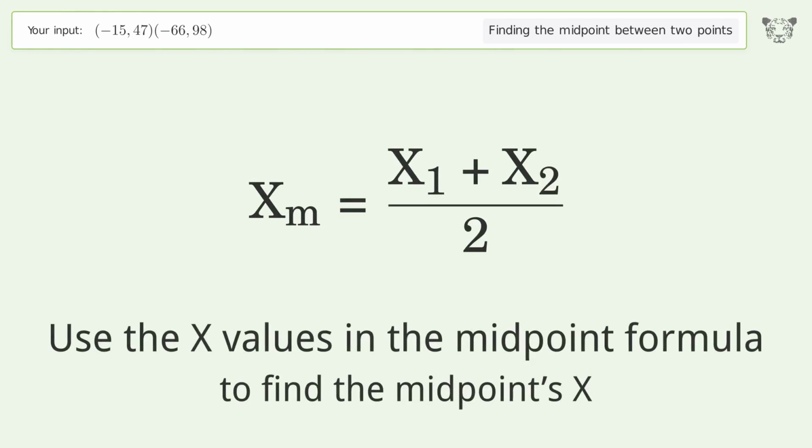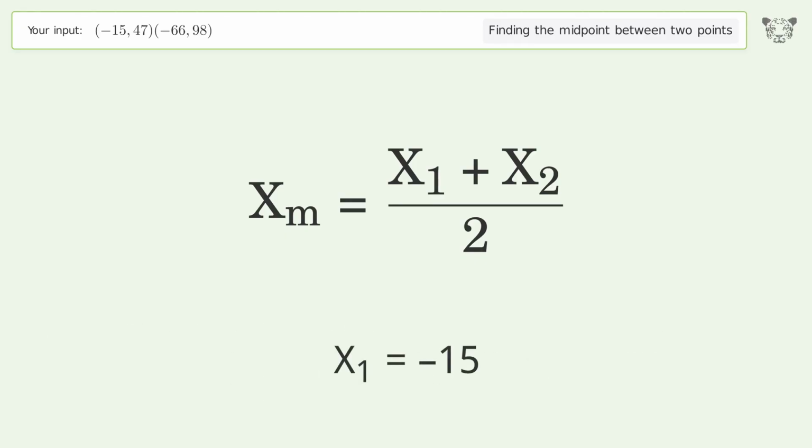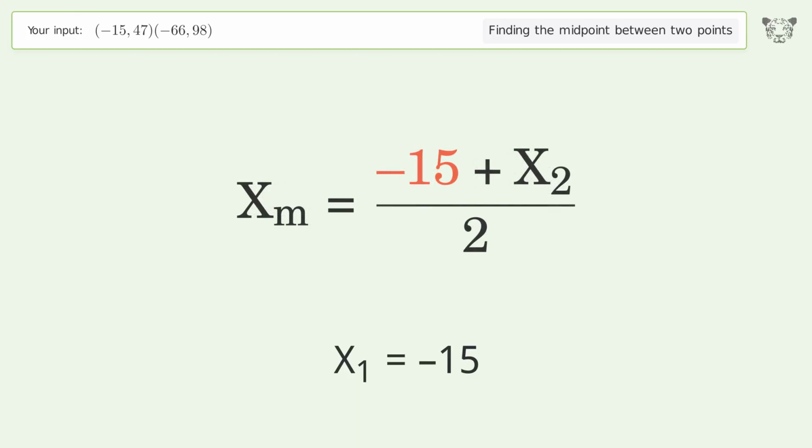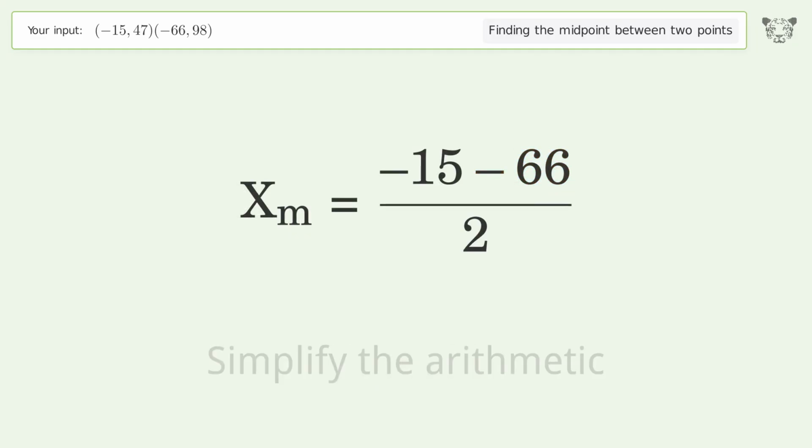Use the x values in the midpoint formula to find the midpoint's x. x1 equals negative 15. x2 equals negative 66. Simplify the arithmetic.